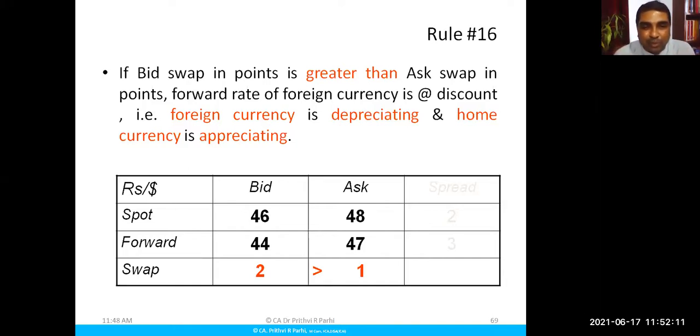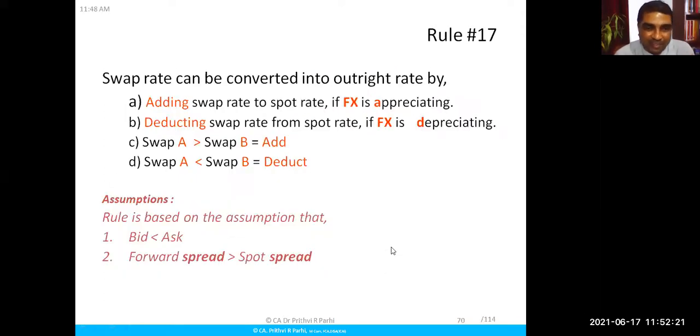So if the spot is 46, how do we arrive at the forward? 46 minus 2 is 44. Or 48 minus 1 is equal to 47. Like that we can arrive at it. But this concept or rule is based on certain assumptions also. So you have to remember it like this.